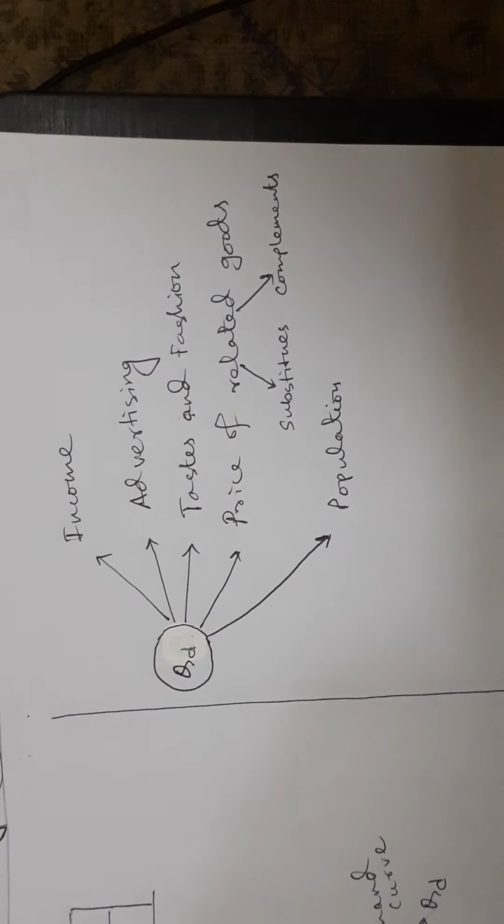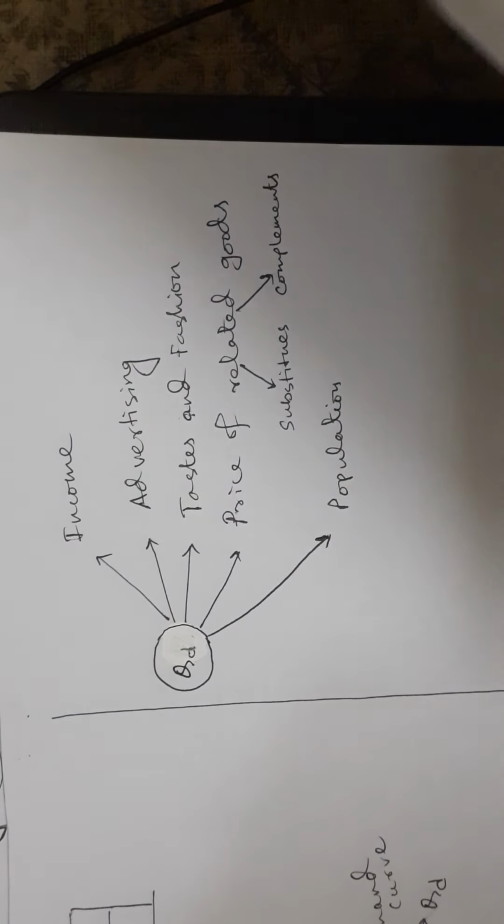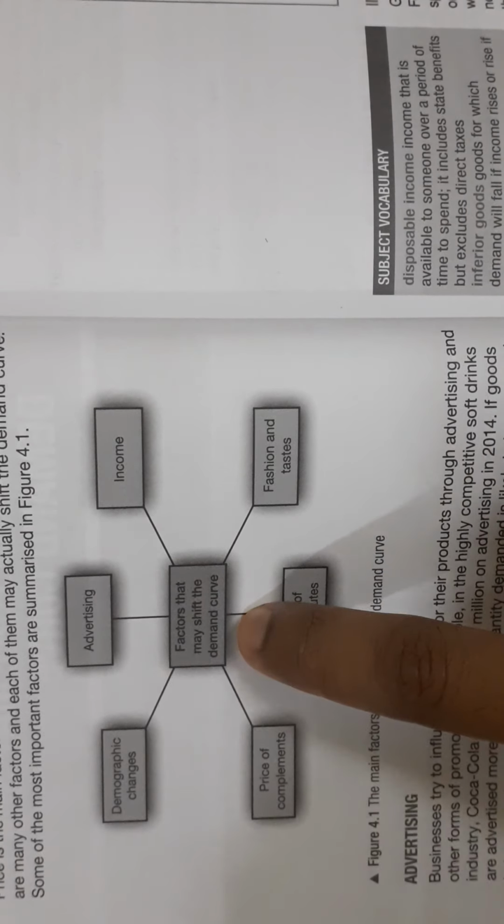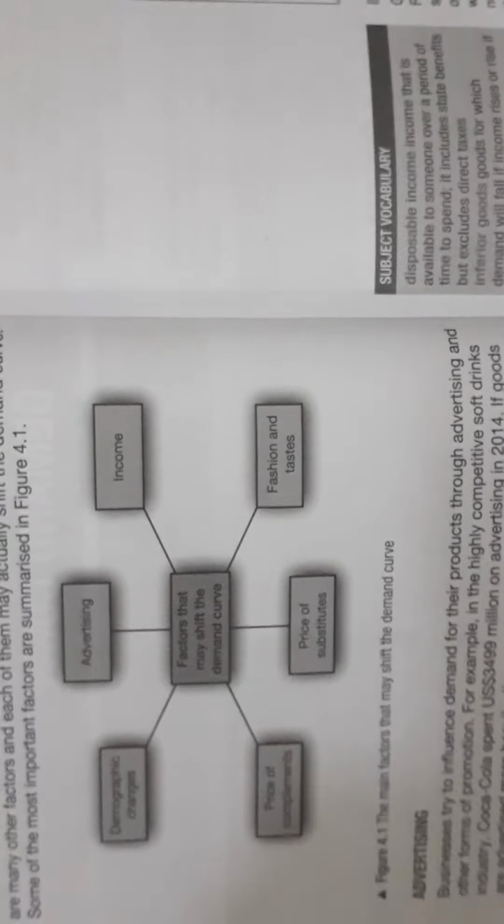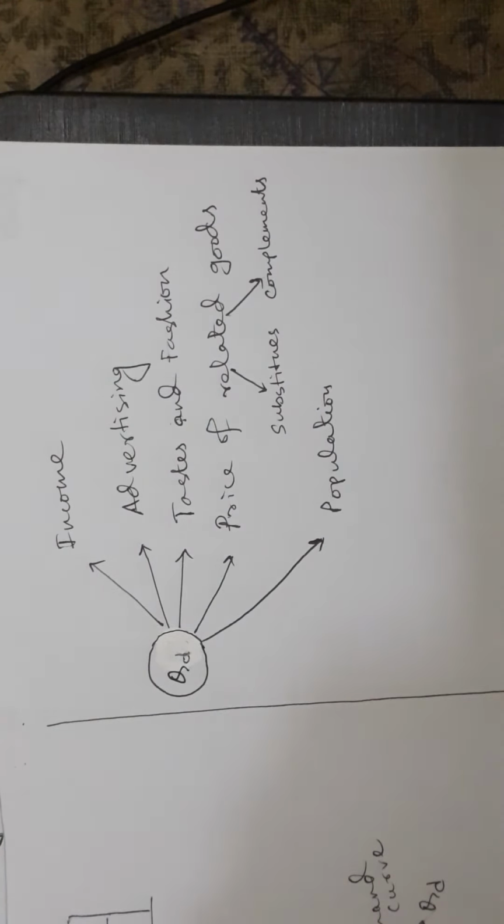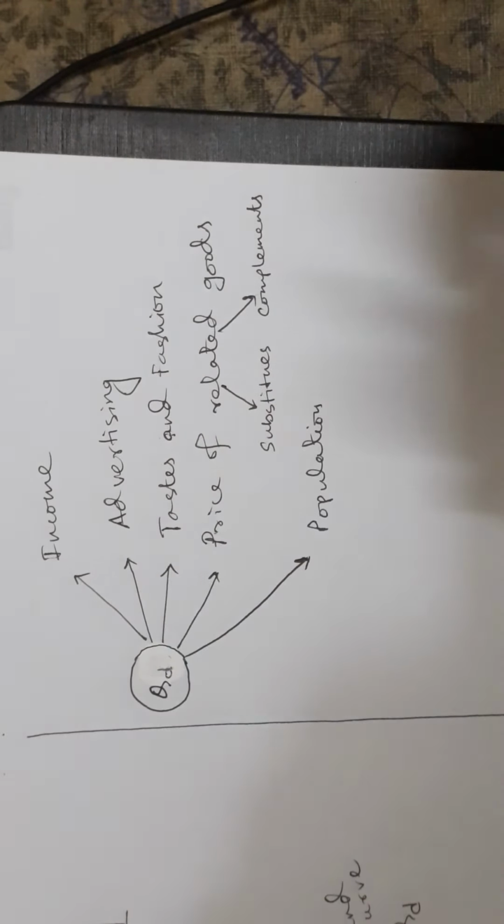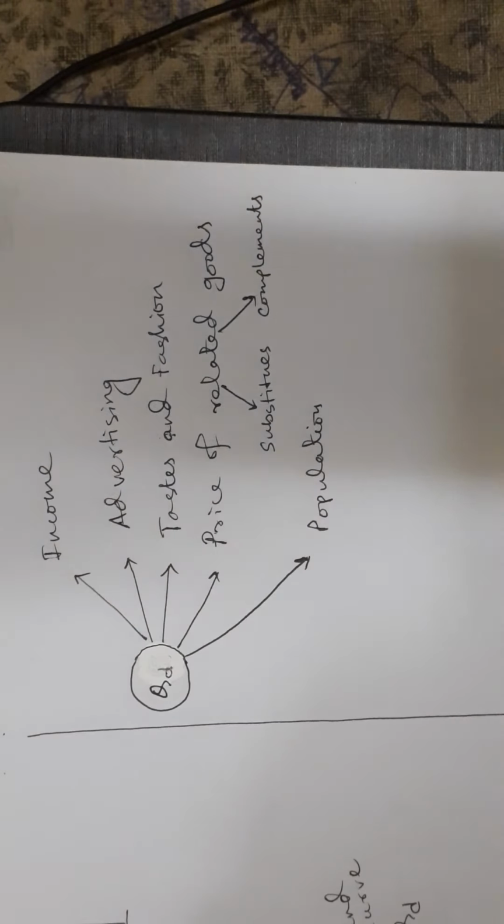These are the other factors which are related with demand. In your book, you will find it on page 24. These are the factors that may shift the demand curve. Six different factors are given, so we have just summarized those points here. These are the factors related with demand.